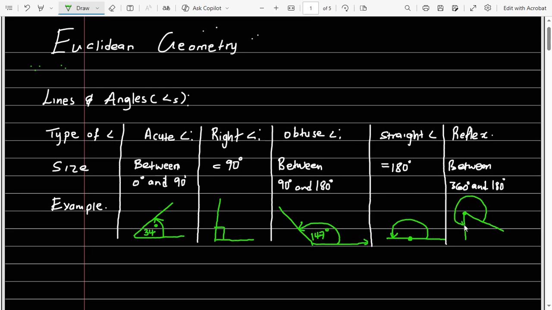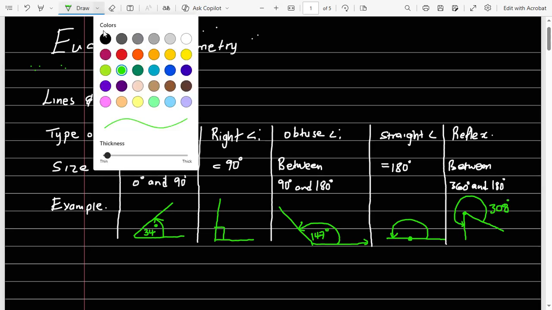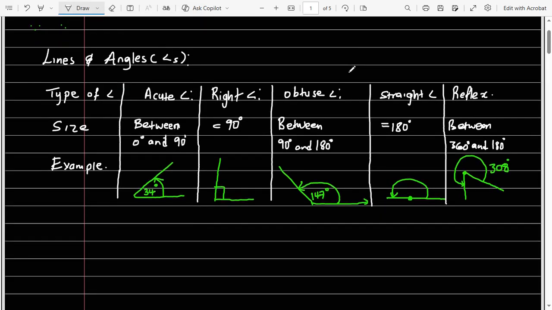It should be between 180 and 360. So for example, if I give you that angle and I say this angle is 308 degrees, you can see that 308 is greater than 180, and it's also less than 360.